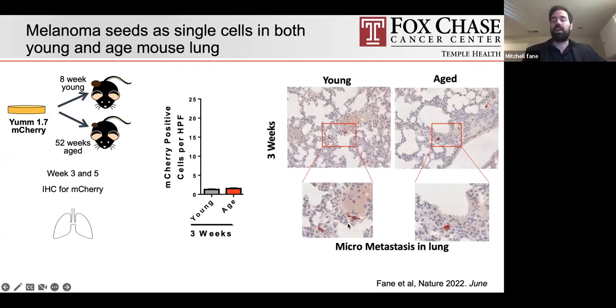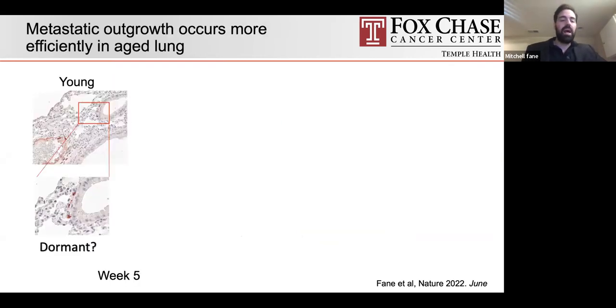So you can see when we stain for mCherry, these red cells here are the mCherry positive melanoma cells. You see that they seed as single cells in both instances. And when we looked at the number of cells that were able to successfully seed, there was no real difference in the number of cells that reached at this specific time point. However, if we look at week 5, which is around the time in which these mice reach their ethical tumor burden, we start to see really dramatic differences. So we see in the young lung that they maintain this single cell state.